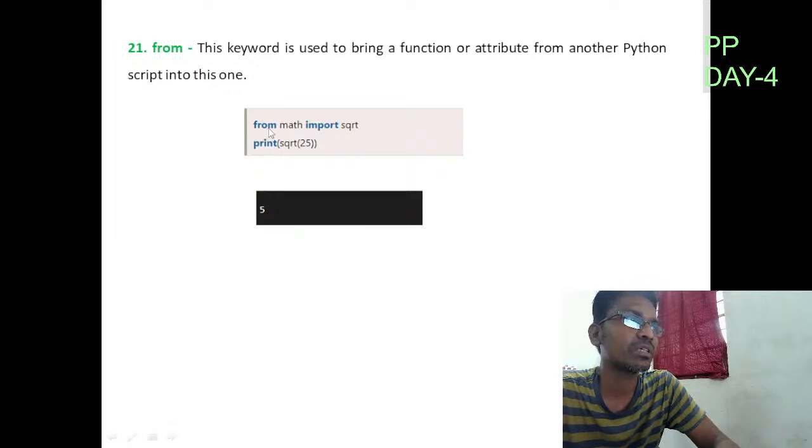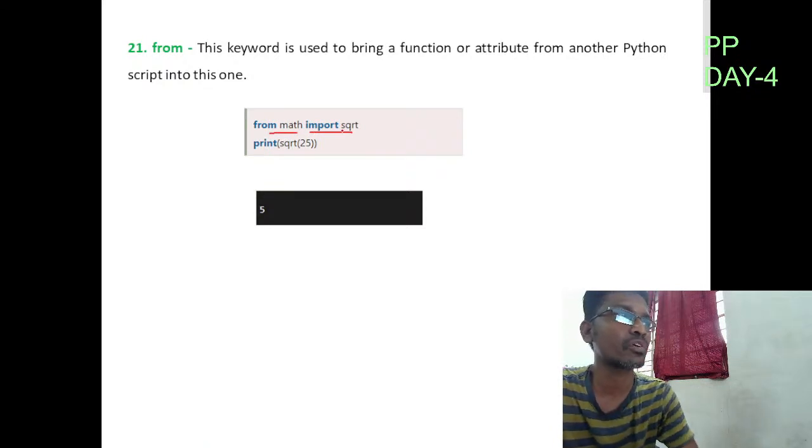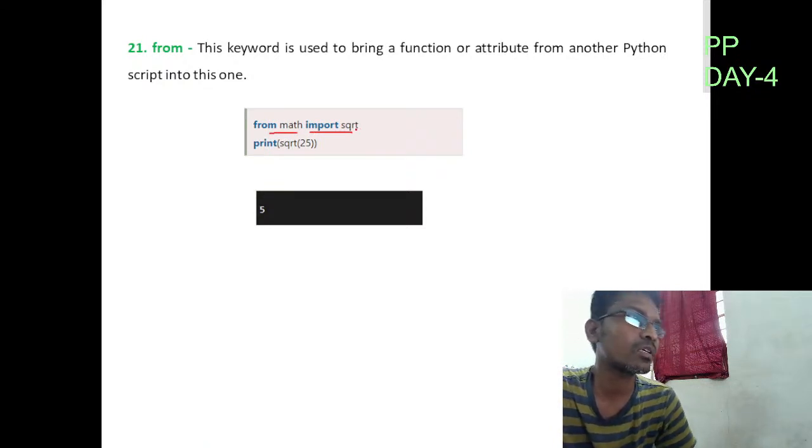Then you have to use the from keyword. So by using the from keyword, you can import a particular function from the module. For example, I want to import sqrt from the math module. So that is the meaning of from math import sqrt. So if you import the sqrt function from the math module, then it's not required to use the module name followed by the dot operator.